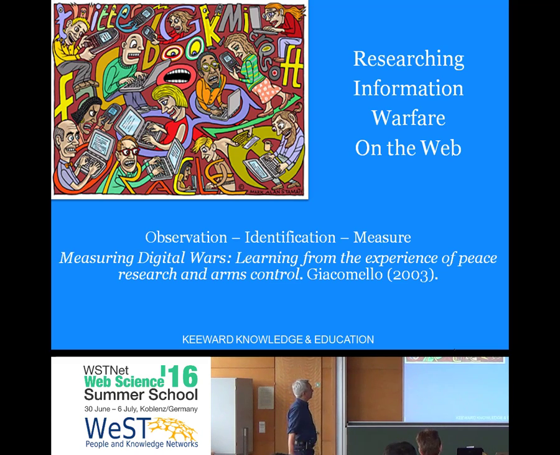So this is a little bit like what it looks like. I like this drawing. Our research problem was how to observe information warfare. And this was a really complicated subject of discussion. Because we need to observe what's going on, so the context is very important. We need to identify the attacks, and then we need to measure. Three things that are not very cool to do when you're a social scientist.